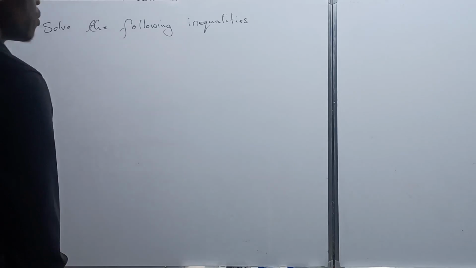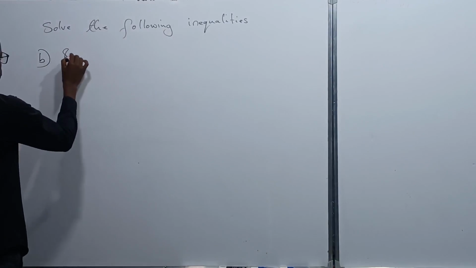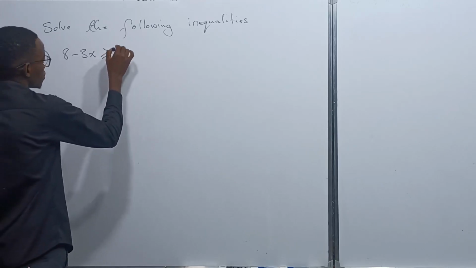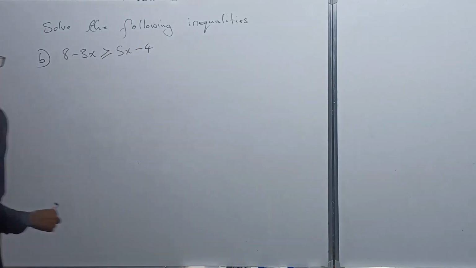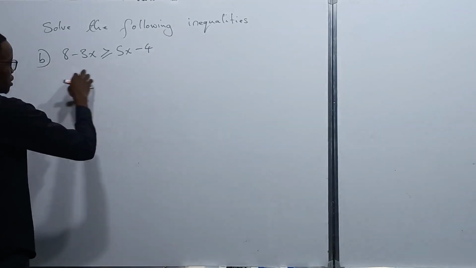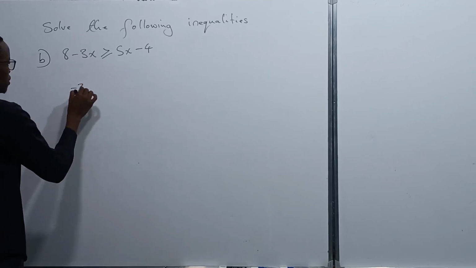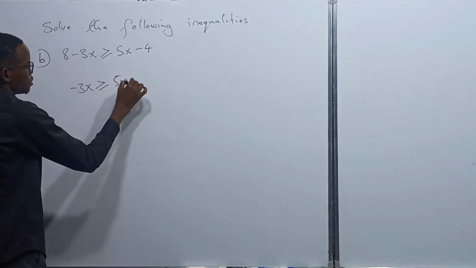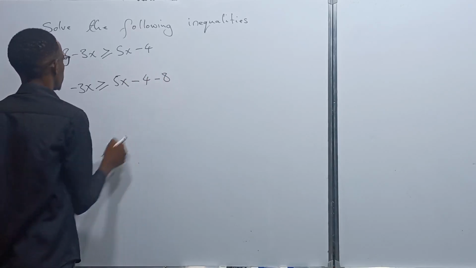Okay, so the next inequality that we have is, we name this one B. We have 8 minus 3x is greater than or equal to 5x minus 4. On the next step, we subtract 8 from this side and we also subtract 8 from the other side. If we subtract 8 this side, we remain with negative 3x greater than or equal to 5x, and there we have negative 4 minus 8.